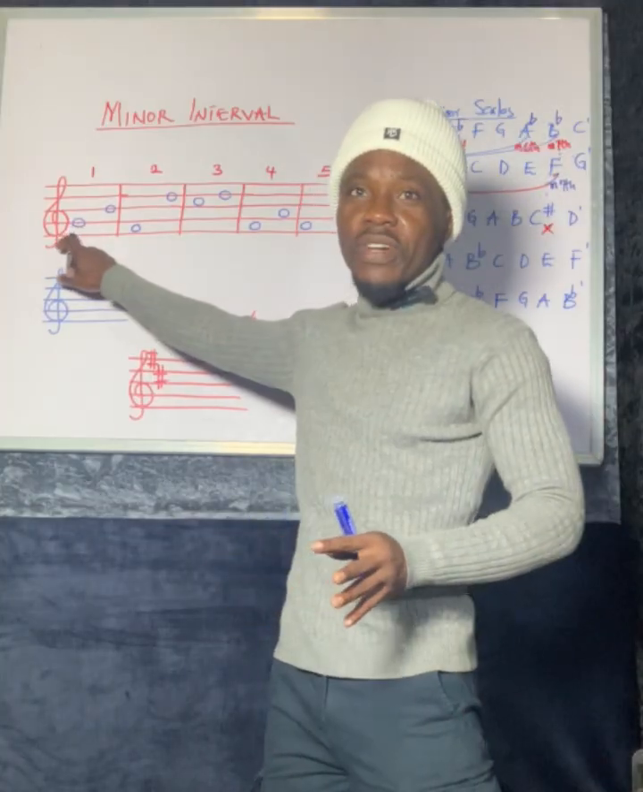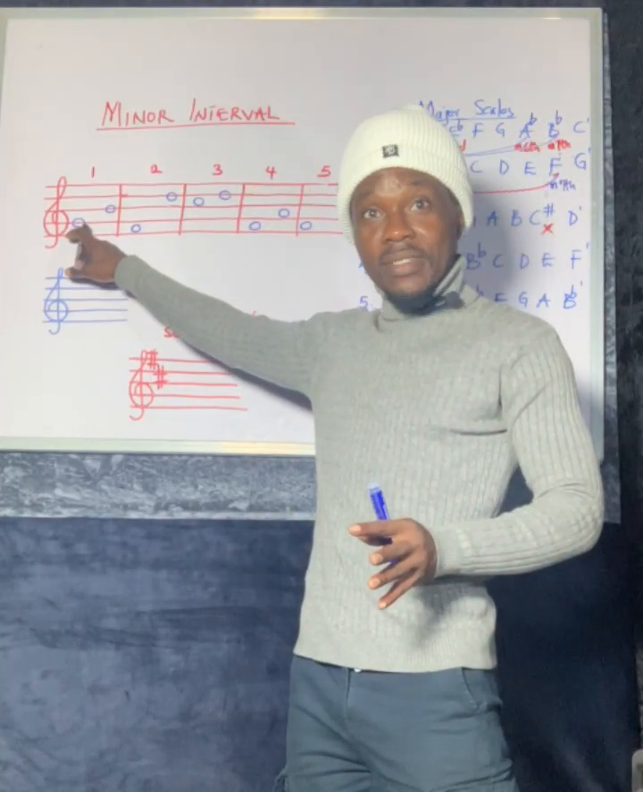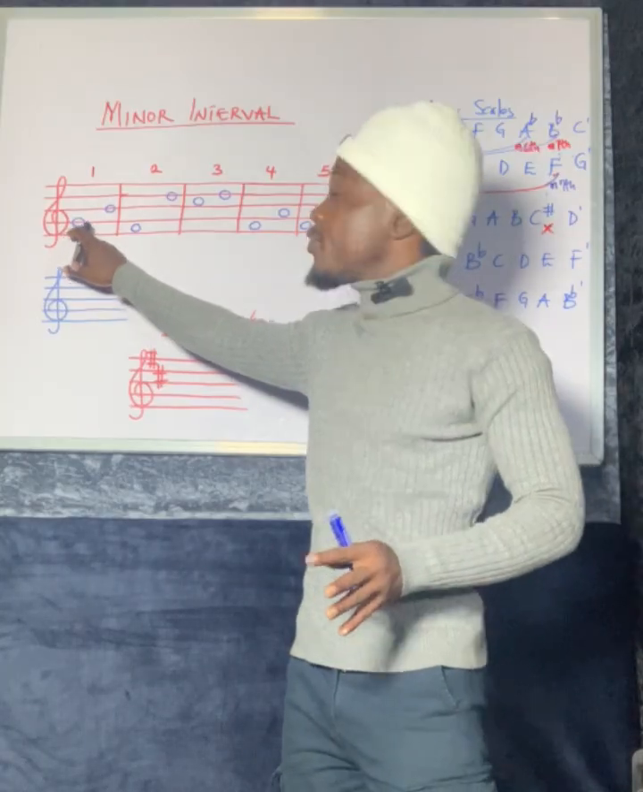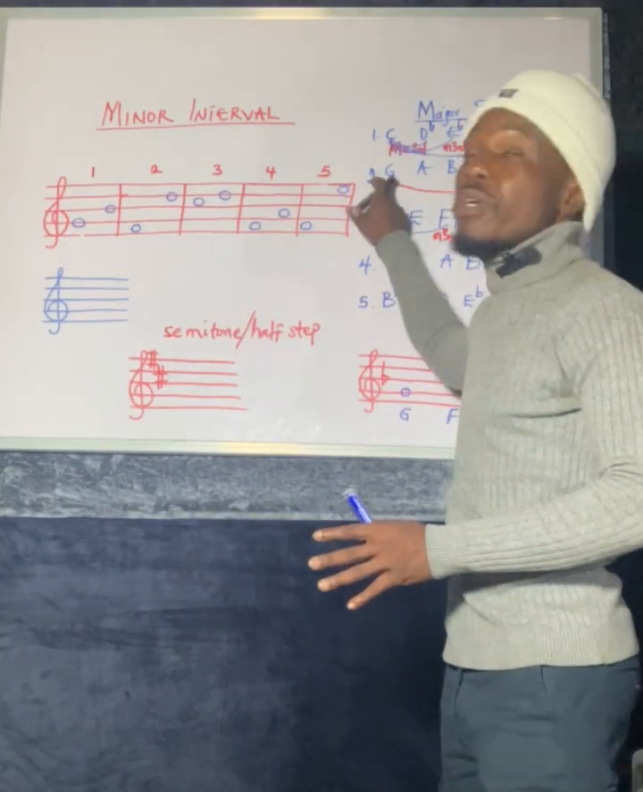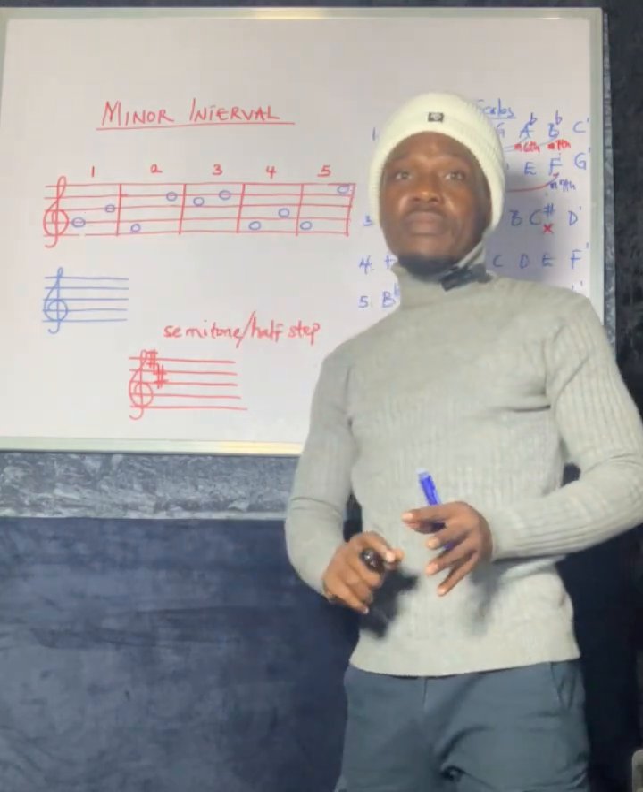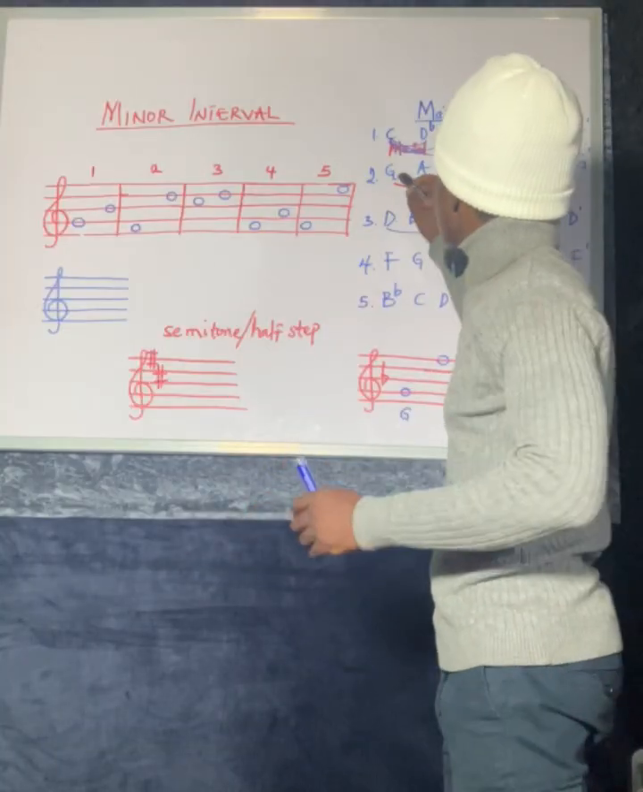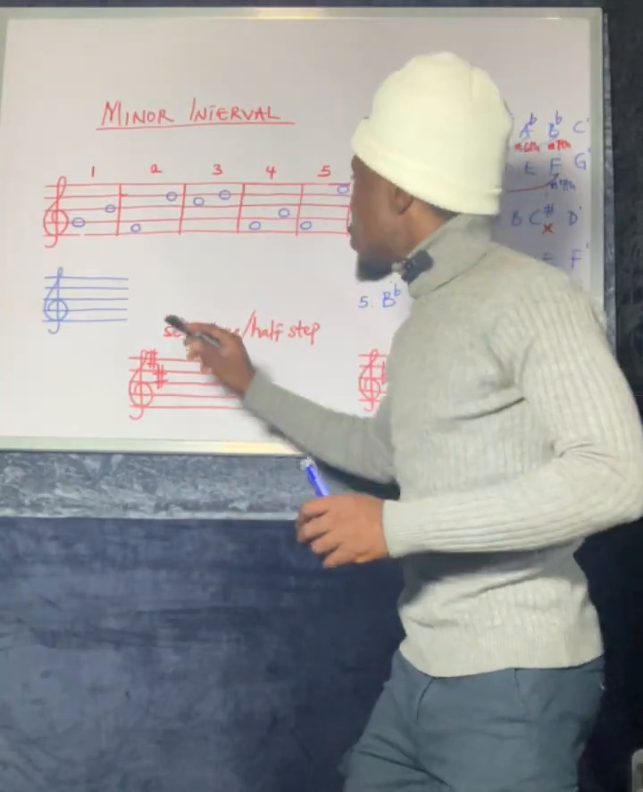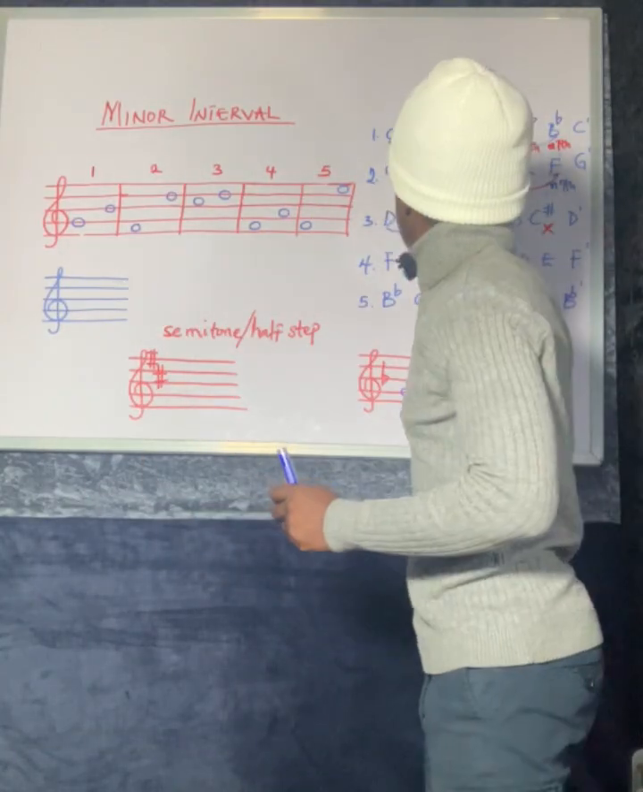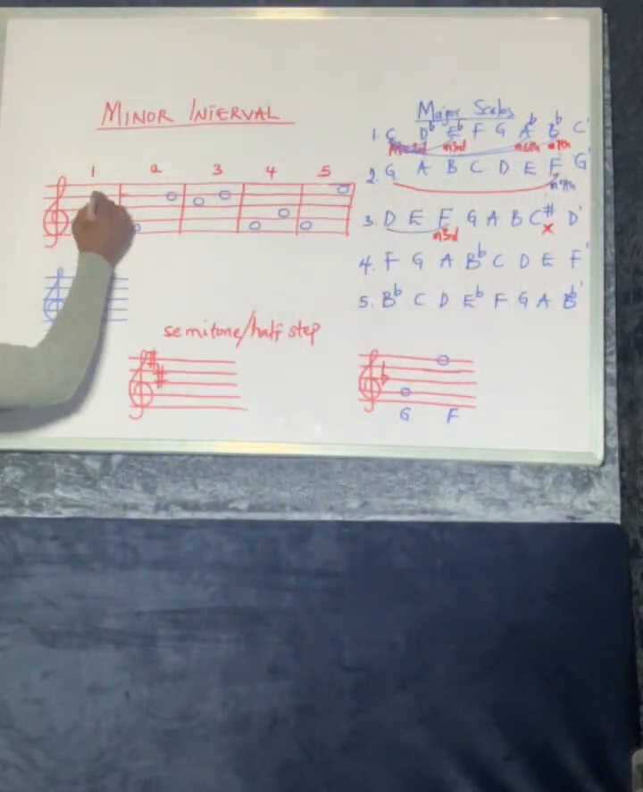The root of the interval is in the second line, and our second line is letter G. Therefore, we are dealing with the scale of G major. So the second note there is in the third line. Third line of a treble staff is letter B. So we are dealing with G to B. So G to B is a what? A major third.